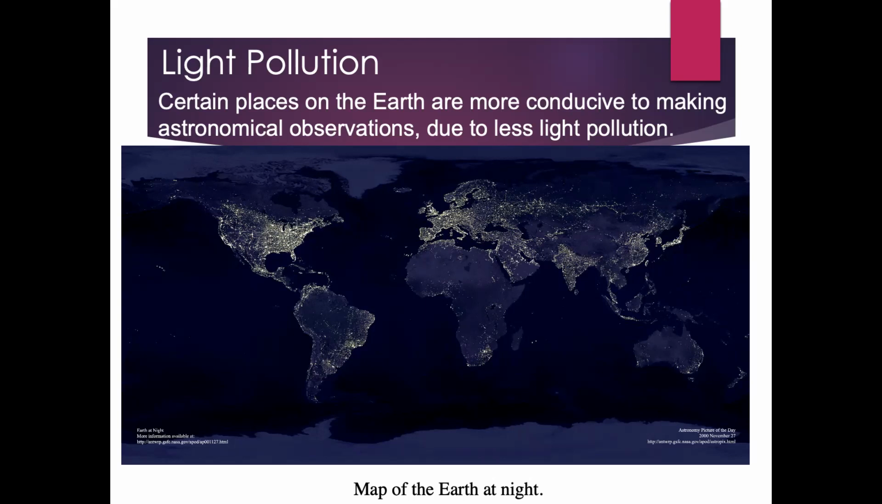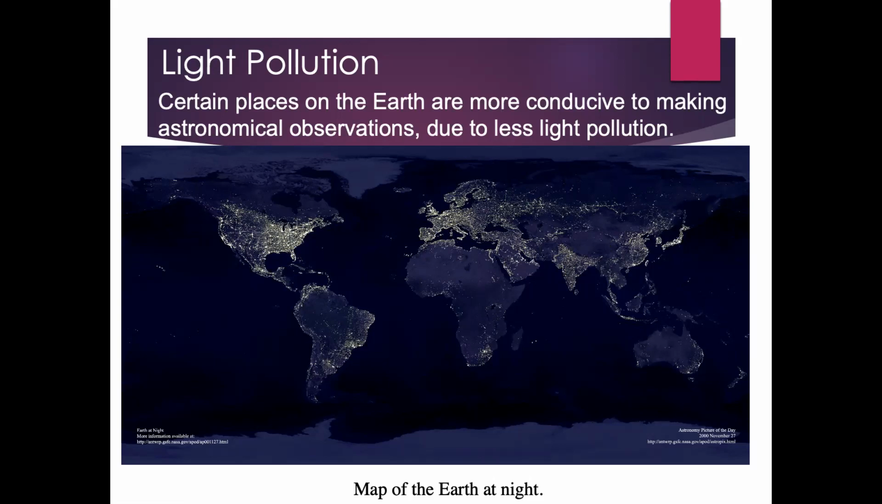So you'd want to go somewhere that does not have a lot of light pollution if you want to get a really good view of the night sky. Like most of Africa, large parts of South America, like the Amazon. You could look at Australia, and so on and so forth.